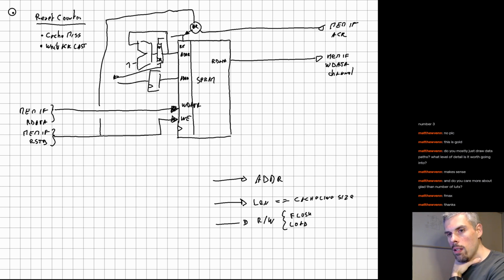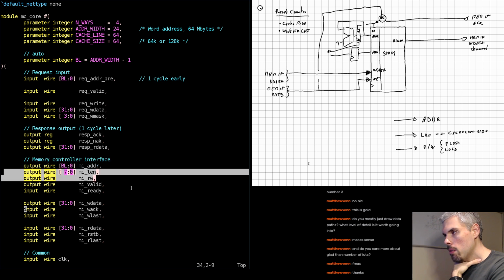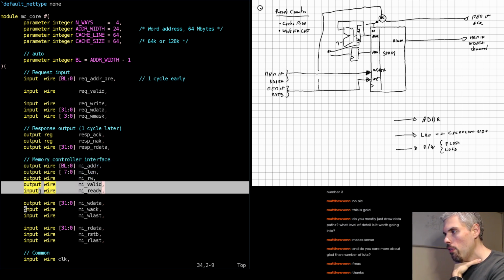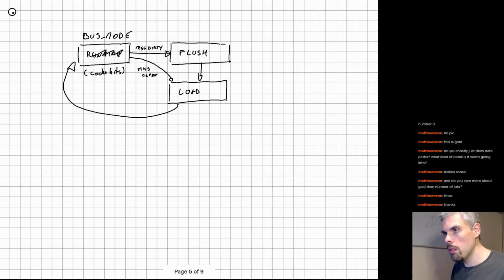And what else do we need? Let's see, well, that's it. And then we just have the valid and ready handshake signal. So that's pretty easy. And so if I come back to the state diagram, yeah, that was it. The actual state that we're going to have is bus mode, but that doesn't change.